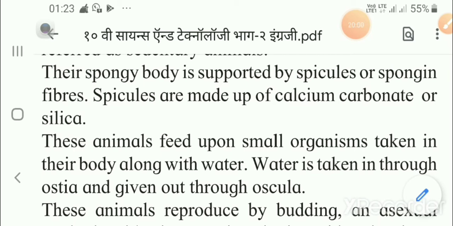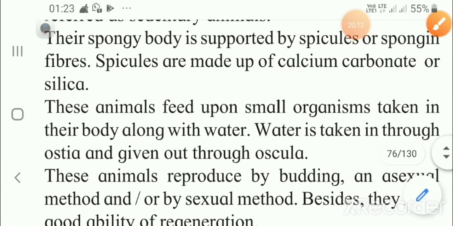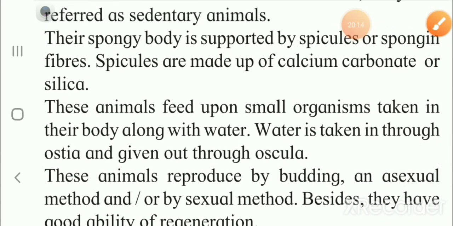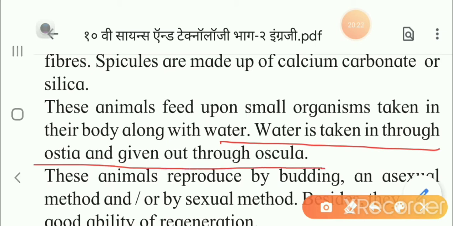taken in their body along with the water. Water is taken in through ostia and given out through oscula. So this point you have to keep in your mind, children, that water is taken in through the ostia and given out through the oscula.